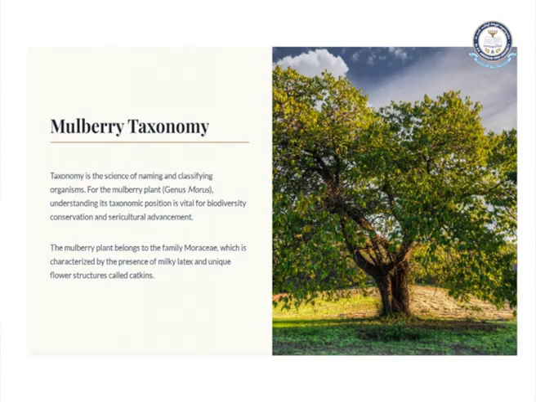Mulberry taxonomy. Taxonomy is the science of naming and classifying organisms. In simple terms, taxonomy is naming. Naming a species will help us to classify it under a group, under a family, and under an order. So taxonomy is very important in science. For the mulberry plant, the genus is called Morus. Understanding its taxonomic position is very important for biodiversity conservation and also for sericultural achievements.